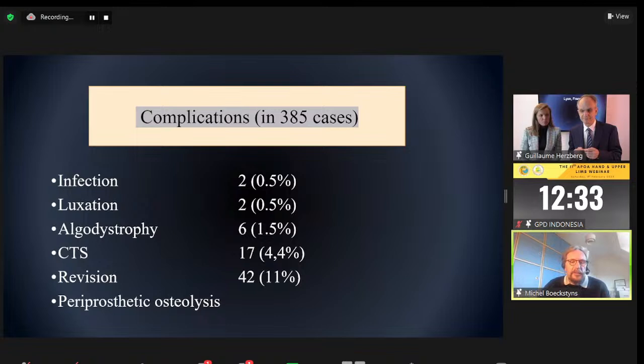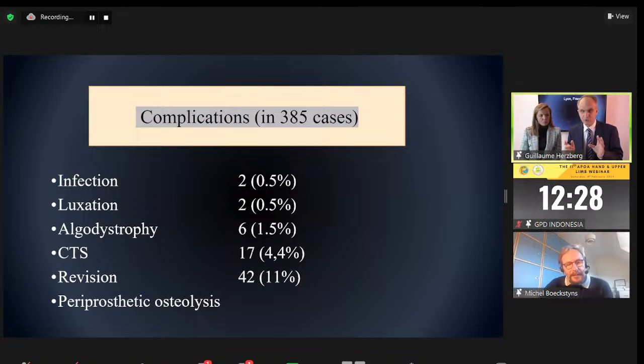Thank you. So clinically, it's good. A few or acceptable rate of complications. It's fantastic. It's a winner. We got the solution.